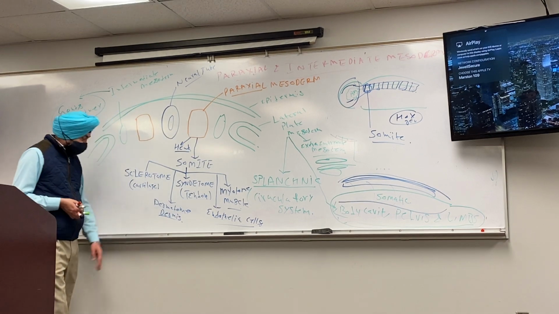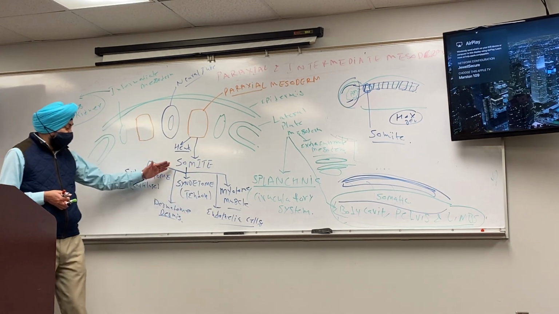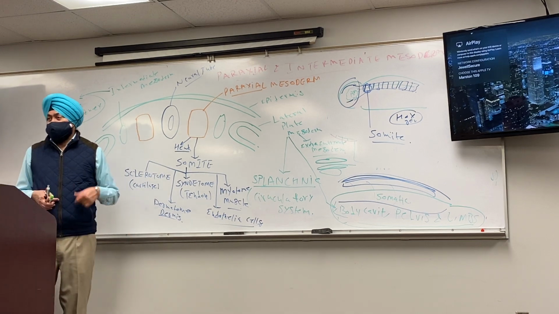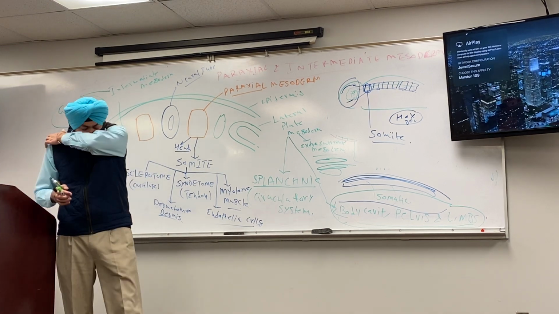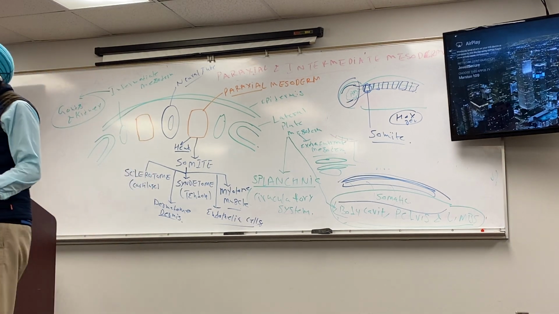Other than that, they also give you endothelial cells, and they also provide you dermatome, that is dermis, the musculature of the body wall.